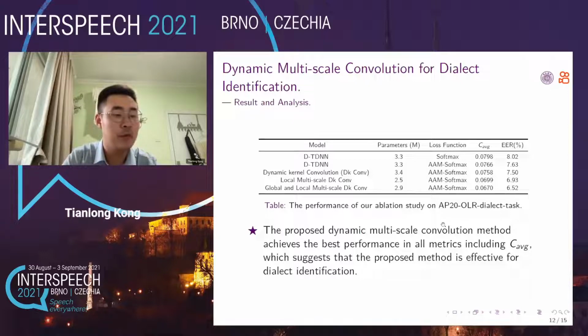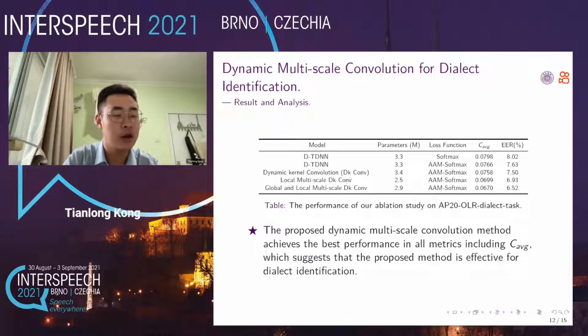The table shows the performance of the ablation study on the AP20 OLR dialect task. The softmax output scores of 3 target languages are analyzed in the evaluation. Our model outperforms the SOTA system submitted to the OLR Challenge 2020 in equal error rate. The proposed dynamic muscular convolution method achieves the best performance in all metrics including Cavg, which suggests that the proposed method is effective for dialect identification. Results demonstrate that the model with AAM softmax has the potential to achieve better accuracy than those with the softmax loss function. Comparing with the TDNN-based method, we discover that the operation of dynamic kernel convolution is helpful for dialect identification.